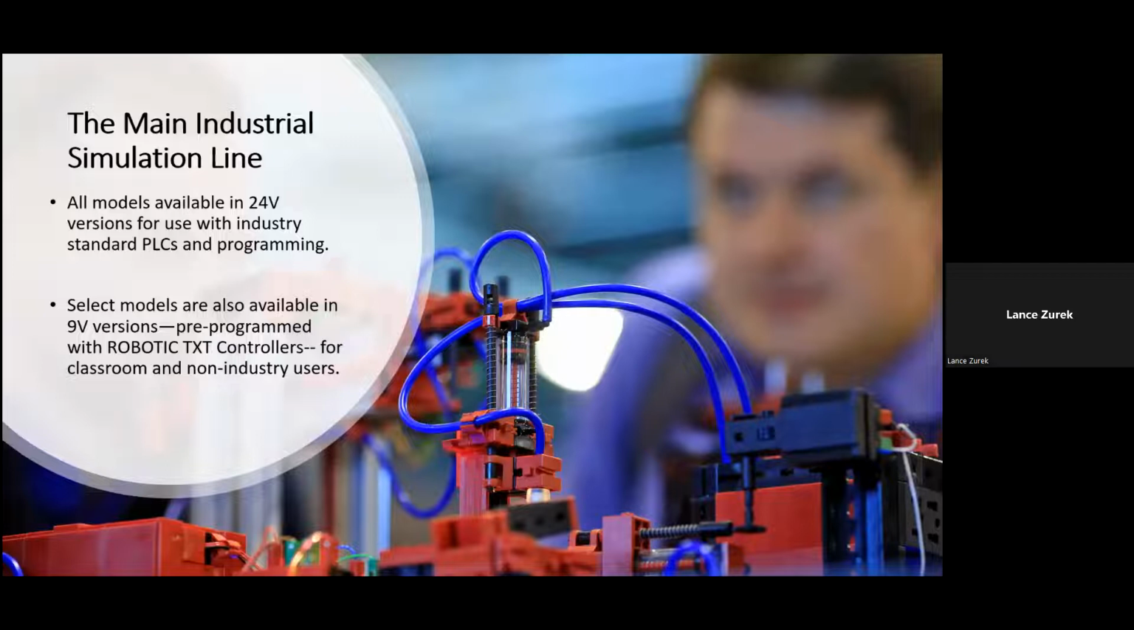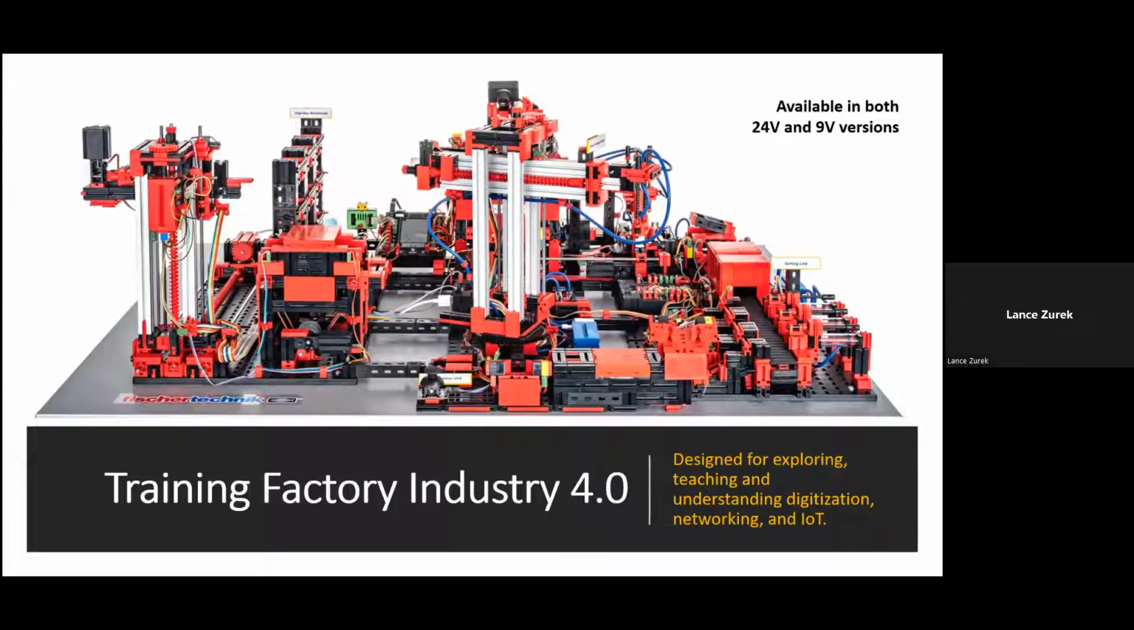And that concludes our look at the first 9 variations of simulation models. The next pair of simulation models focus on the area of IoT, and these are designed specifically for demonstrating and teaching about cloud-based monitoring and control. These models go by the name of Training Factory Industry 4.0, and again, they are available in both 24-volt versions for use with PLC and 9-volt variations for classroom and demonstration purposes.